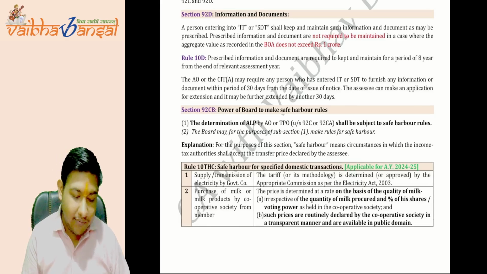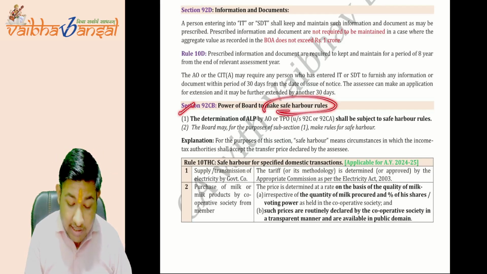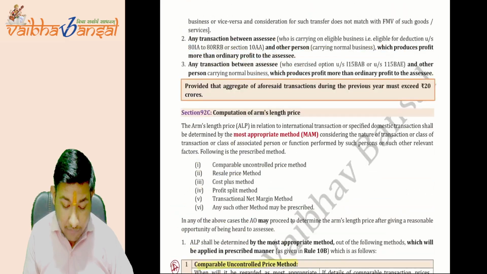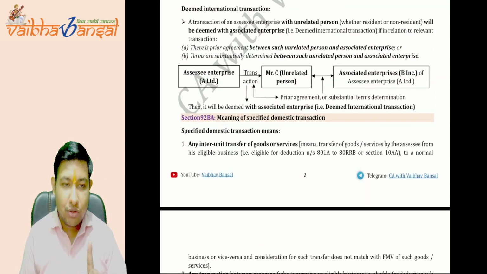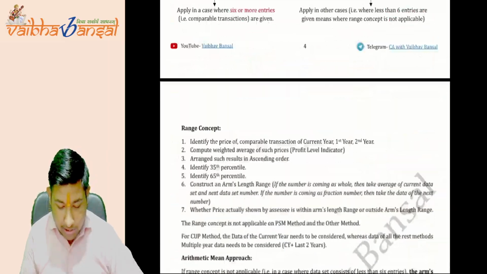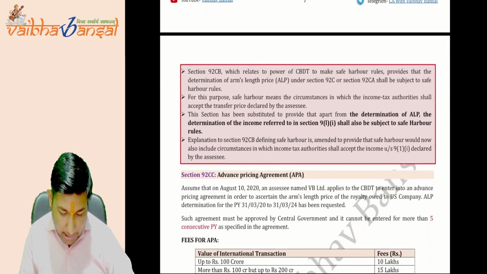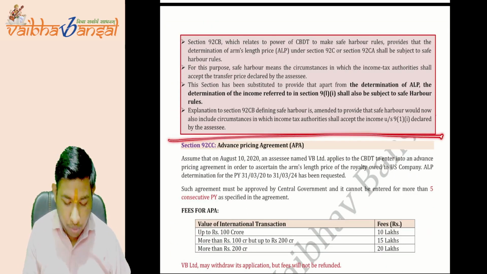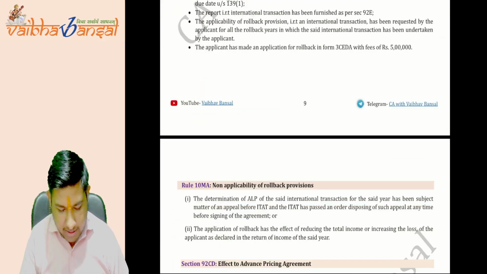Now, for today, we are doing section 92 as well. Then the safe harbor rules. With the safe harbor rules, whatever we have left, we will complete. We have left the definition, the meaning of specified domestic transaction. We will do that as well. These two things we will complete. Let's set our target for today. If we complete till here only, then it is also good to go. For the advanced pricing agreement, let's see whether we can complete it today or not.